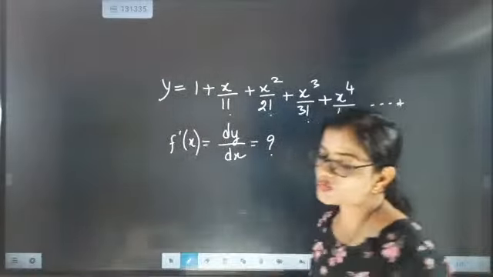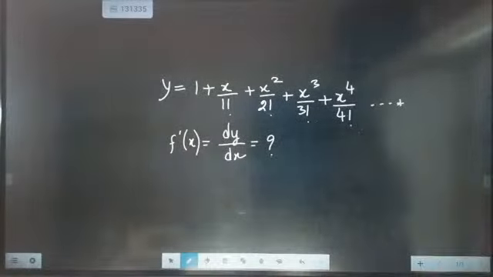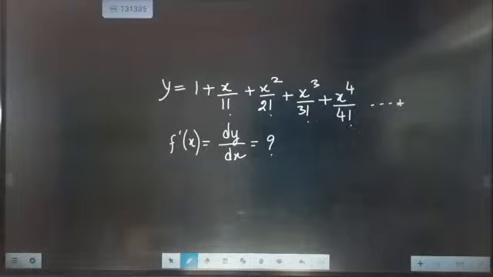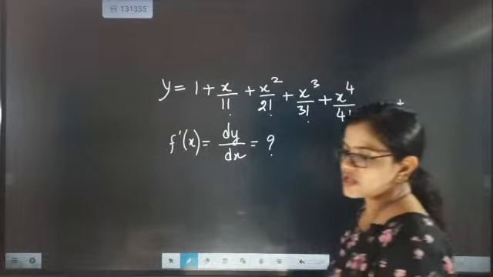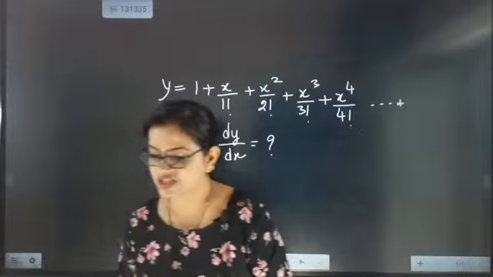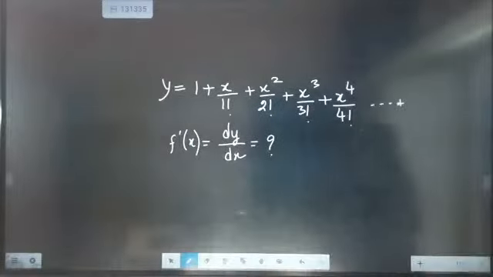Now how are you going to proceed with this type of question? When such questions come, how are you going to proceed? F dash x is there. So when f dash x is there, how are you going to proceed?